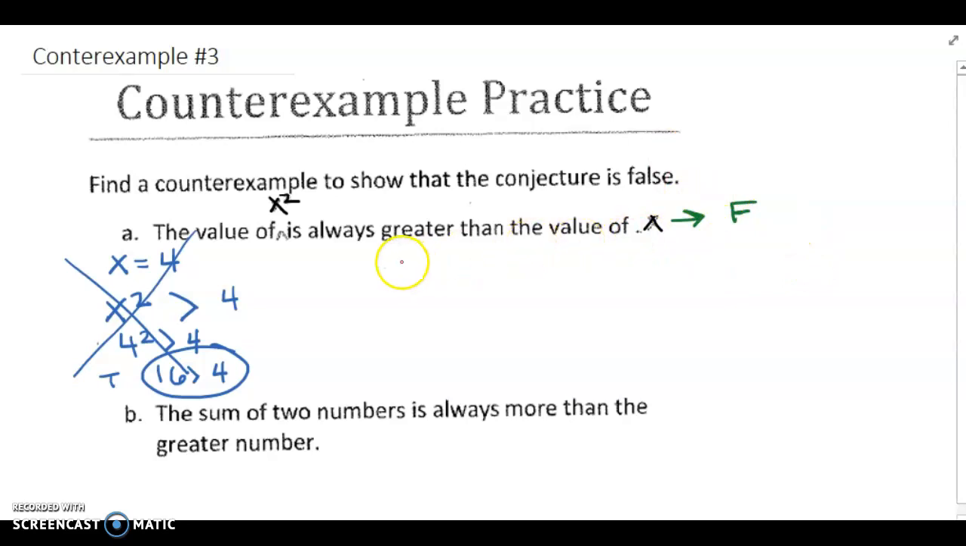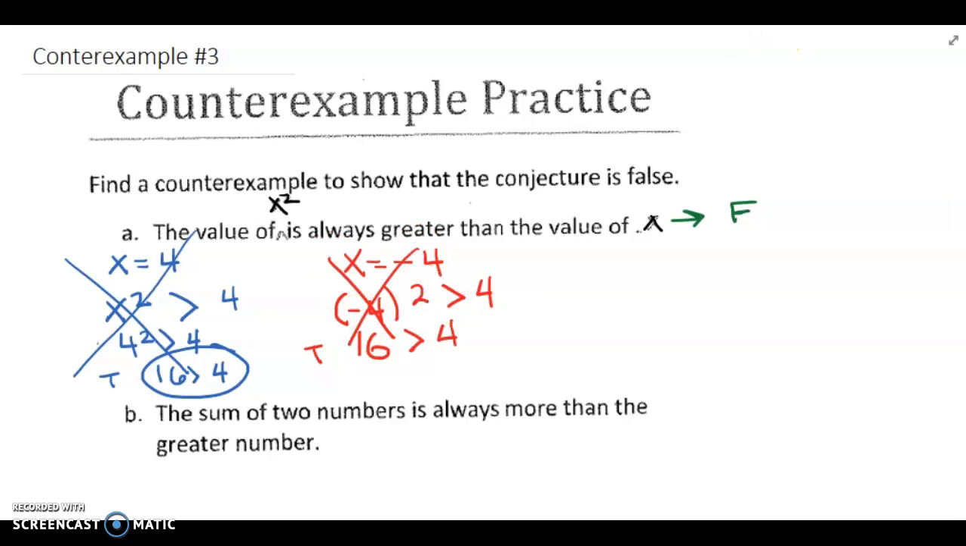So how about x equals -4? Okay, so if x equals -4, is the value of x squared, so -4 squared, greater than 4? Well, -4 squared, remember, a negative times a negative is a positive, so that's 16. Is 16 greater than 4? Yes, it is. Well, that's a true statement, so that's not helping us. All right, so what other things do you think that we could use to prove this statement false? What haven't we used yet that we could still try?